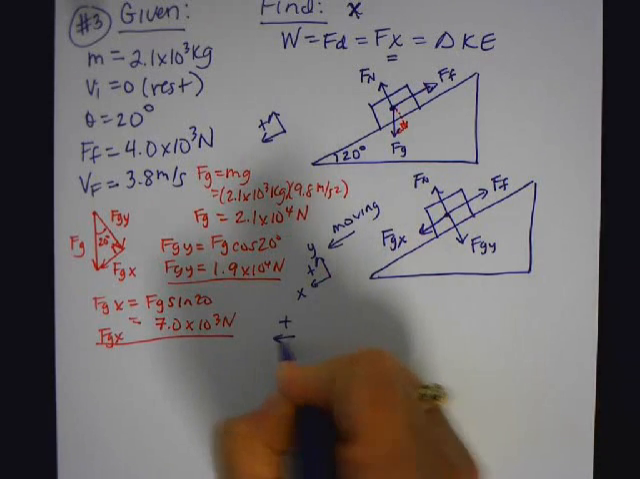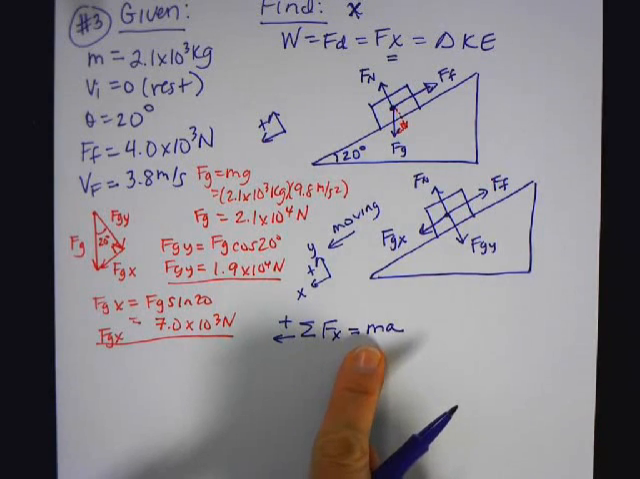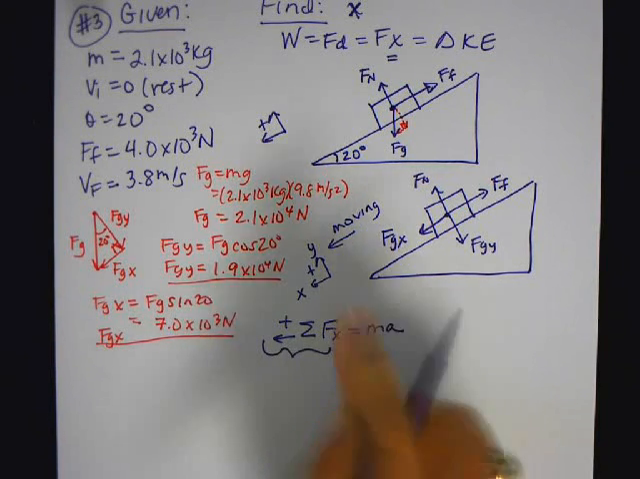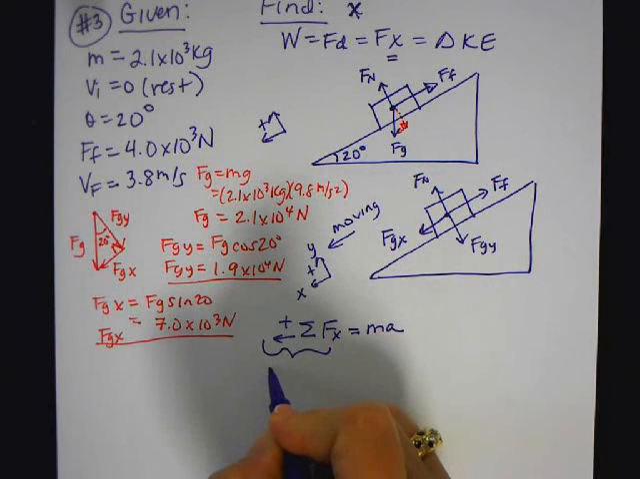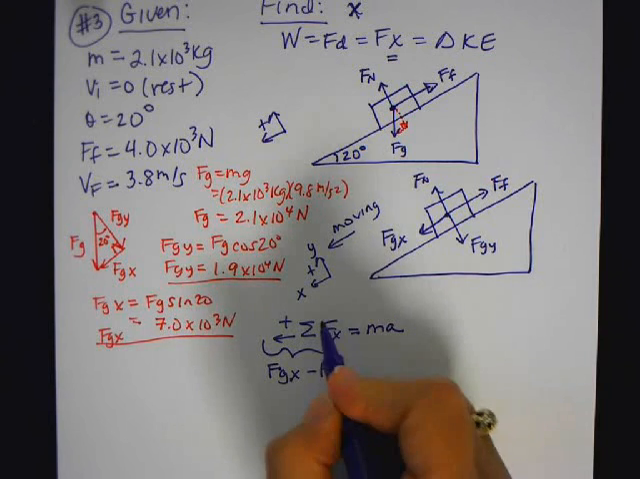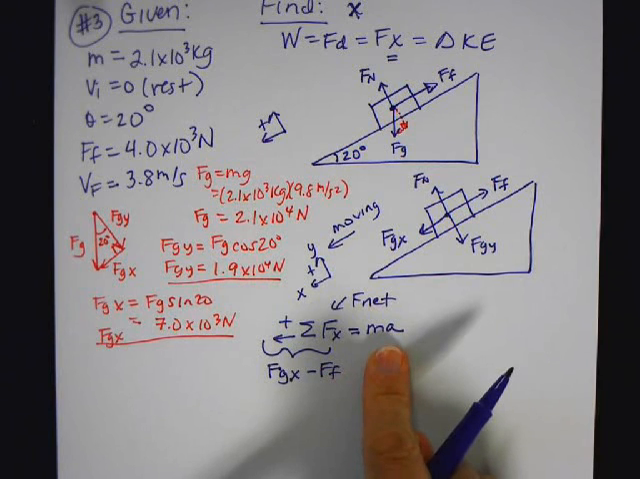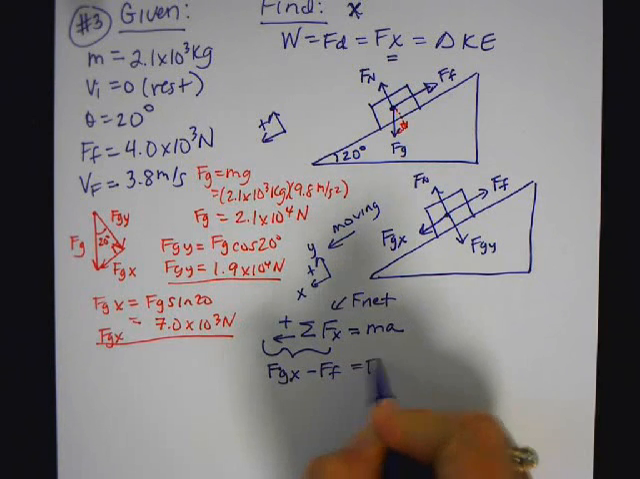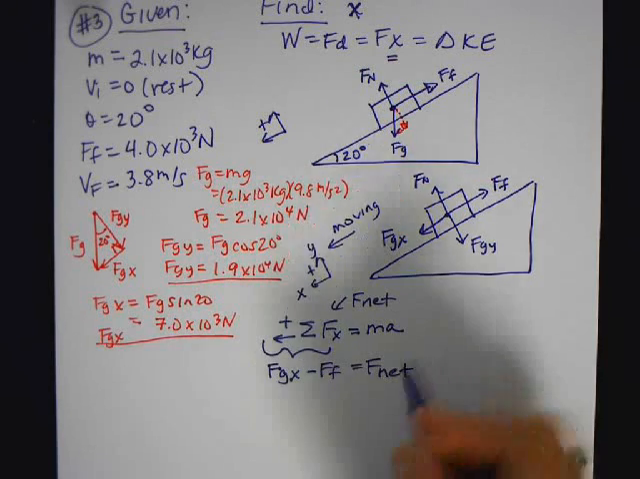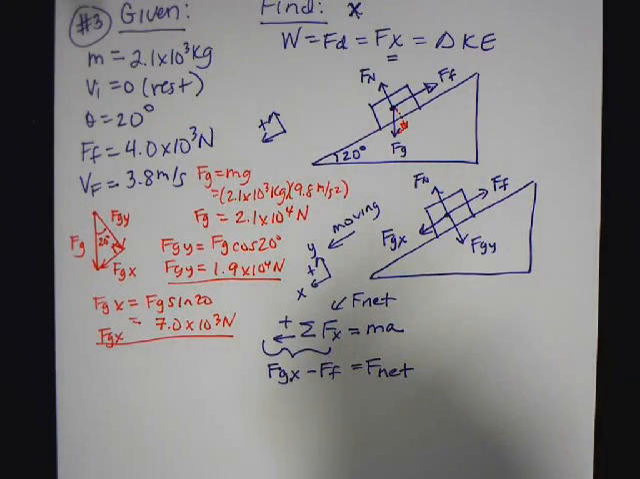So I'm going to sum forces horizontally. Summation of F of X is equal to MA. So now I'm going to look at, well, what forces are acting on this? So when I look at my free body diagram, I have FGX, which is positive, minus F of F. Okay? And remember, this means F net. Now, do I need to solve for the acceleration? No. I just need to know that this is equal to my F net, because F net is what I need to go back and find that distance.